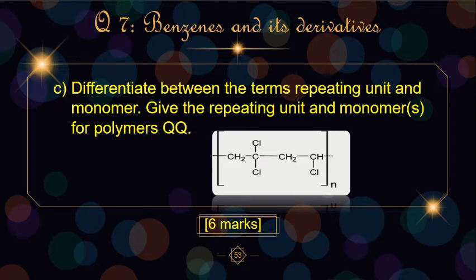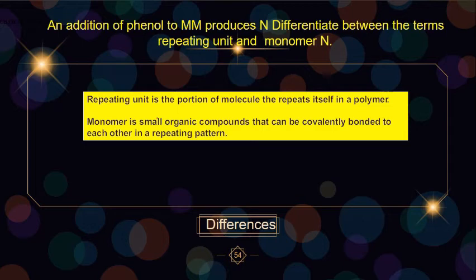So question number 8 again. Question number 8 is still on amines, amino acids and polymers. You need to differentiate between the terms repeating unit and monomer. Give the repeating unit and monomers of polymer QQ. Six marks will be given here. So what is a repeating unit? A repeating unit is the portion of the molecule that repeats itself in the polymer.